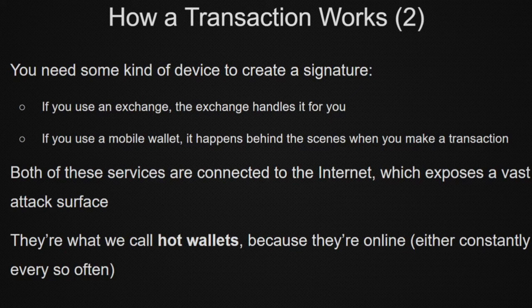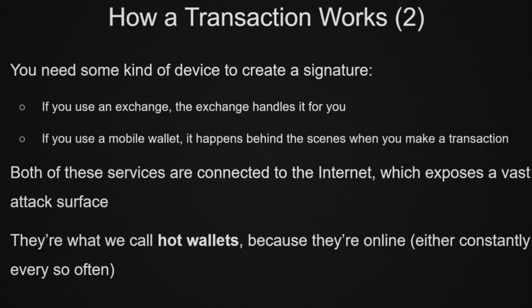Now, to actually create the signature, because we're dealing with a lot of fancy cryptography here, you would need some kind of device. If you use an exchange, you don't actually hold your private key. So if you want to withdraw your funds, you're just requesting that the exchange creates the signature on your behalf, to whatever address you give them. If you use a mobile wallet, your device will be doing the signing. But nowadays, wallets do all that behind the scenes. You probably don't even notice it's happening.